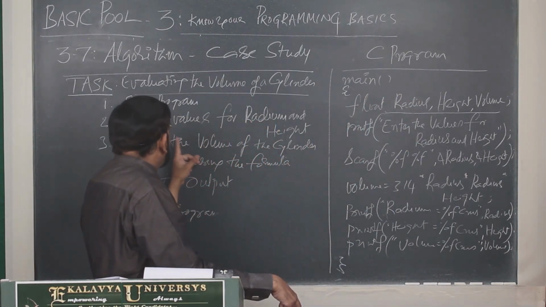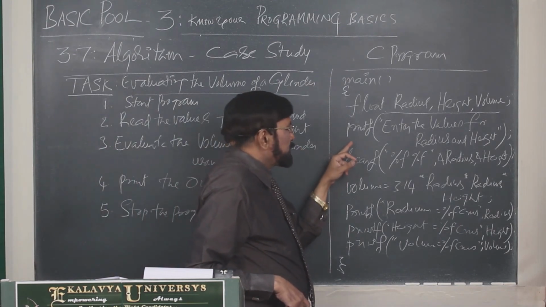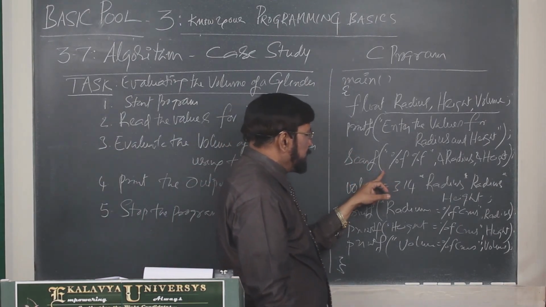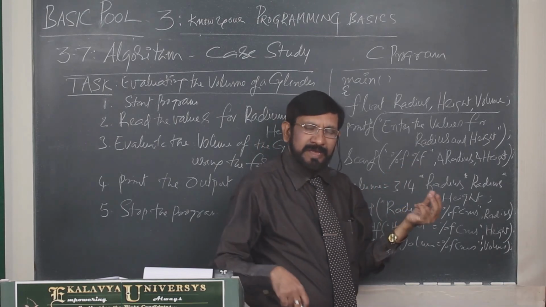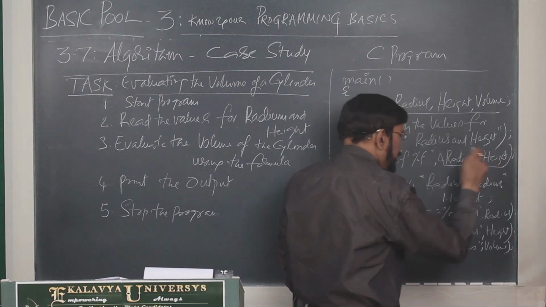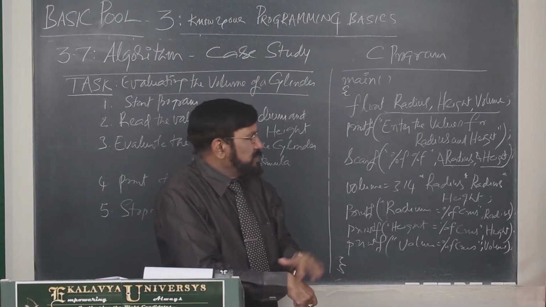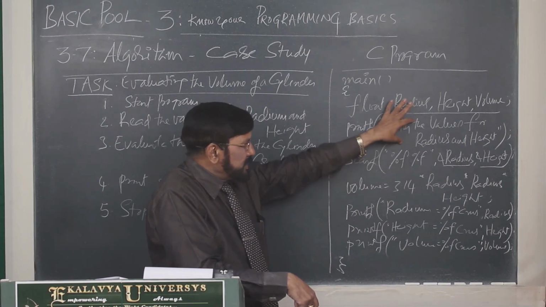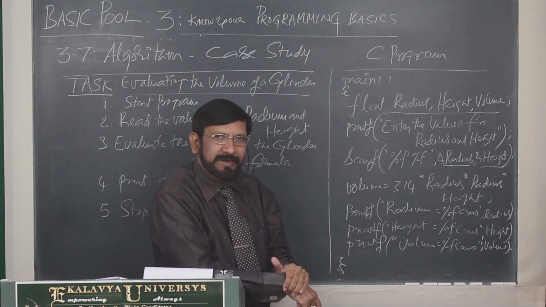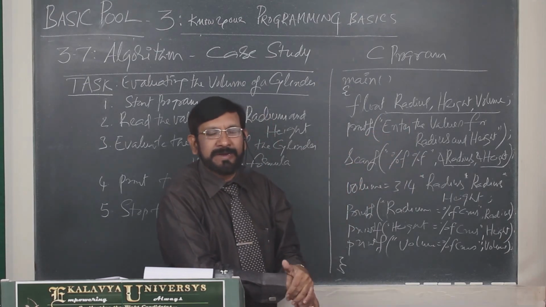Thereafter, what step we have written? Read the values for the radius and height. Actually, here scanf statement we are writing. Scanf is the reader. Through scanf statement, radius and height we are reading. Before that, one statement is there. Actually, if it is not there also, you get the same result. But you should be guided. This is called prompt statement.